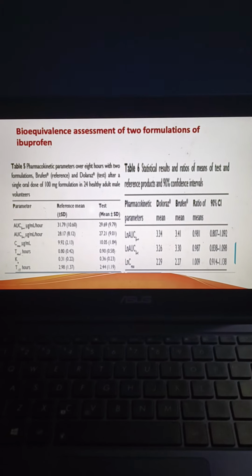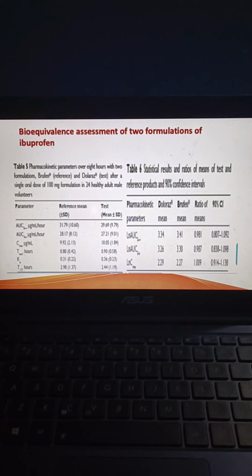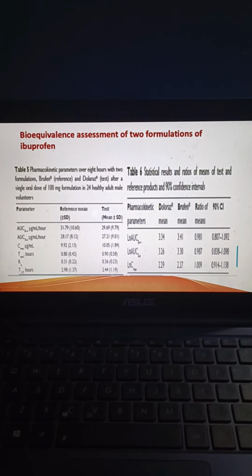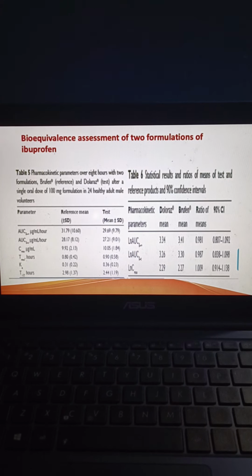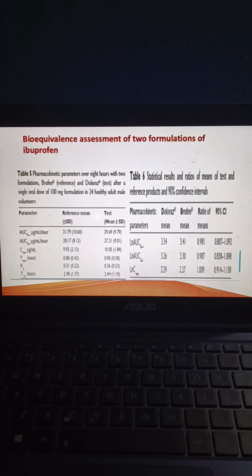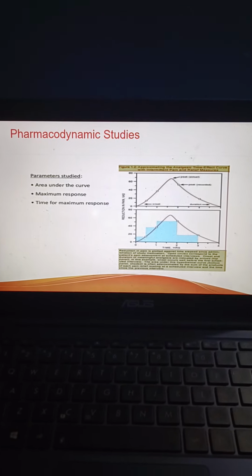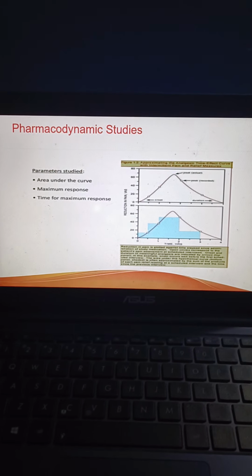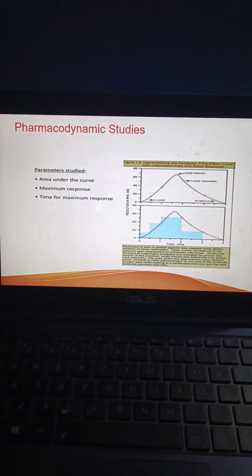Then bioequivalence assessment of two formulations of ibuprofen. There is a published study, and area under the curve, Cmax, Tmax, T-half, everything is calculated. Then pharmacodynamic studies, parameters studied: area under the curve, maximum response, time for maximum response.